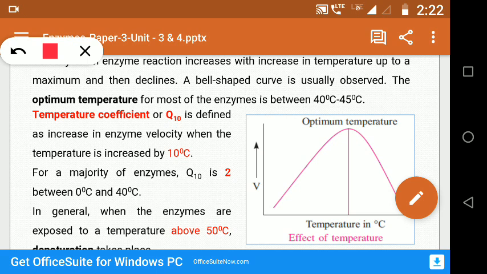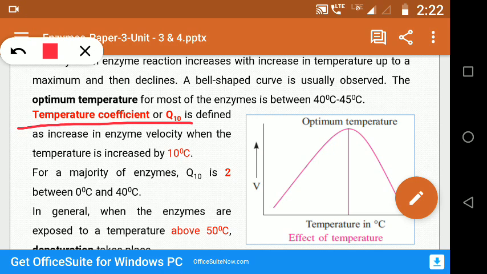When we talk about the effect of temperature on enzyme activity, we have to know one important term, that is temperature coefficient. It is also known as Q10. Why are we calling it 10? 10 means 10 degrees centigrade. Suppose if we increase the temperature of any particular enzyme by 10 degrees centigrade, the activity will be doubled.